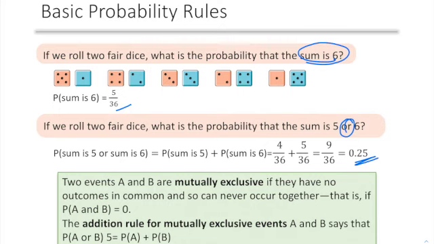So two events, A and B, are mutually exclusive if they have no outcomes in common, and so they can never occur together. Can the sum of the dice be a 5 and the sum of the dice be a 6 simultaneously? No. So these events are mutually exclusive. So the probability of A and B, the probability of getting a 5 and a 6, is 0. So in order to find the probability of 5 or 6, you have the addition rule for mutually exclusive events that says the probability of A or B is equal to the probability of A plus the probability of B.